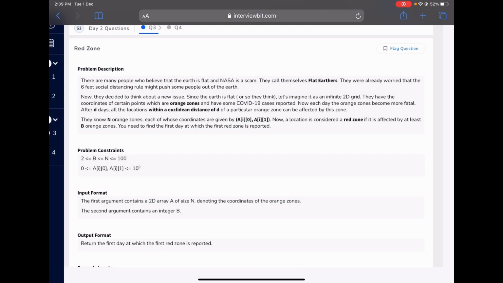Red zone. So yeah, I'll ignore the story and tell you the problem. We have assumed that the earth is flat. Let us imagine it as an infinite 2D grid. They have the coordinates of certain points which are orange zones and have some COVID-19 cases reported. Now each day the orange zones become more fatal. After D days, all the locations within a Euclidean distance of D of a particular orange zone can be affected by the zone. There are n orange zones and we know the coordinates of them. Now a location is considered a red zone if it is affected by at least B orange zones. You need to find the first day at which the first red zone is reported.